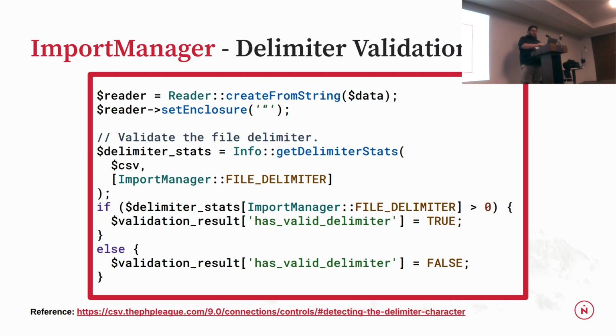But then we check to see if our delimiter is being used. Again, we're using our import manager. We've defined constants in there, so we're not hard coding our delimiter everywhere, and we can reference it wherever we need to, again coming from the import manager. In this example, if we find our delimiter, we're considering this to be a valid delimiter, and if we can't find it, then we're considering it to not be valid.